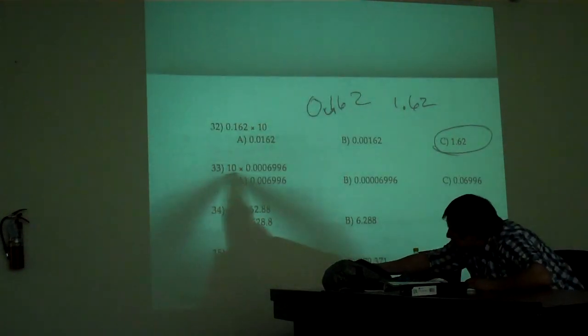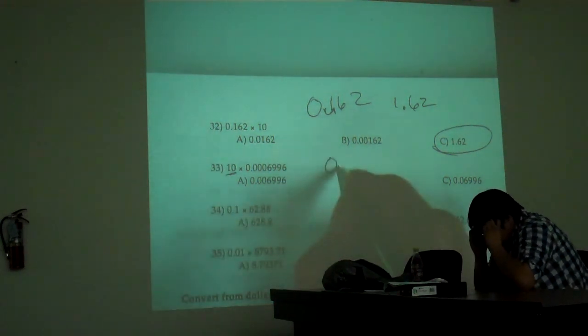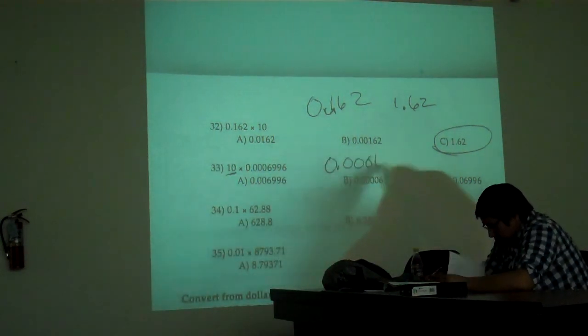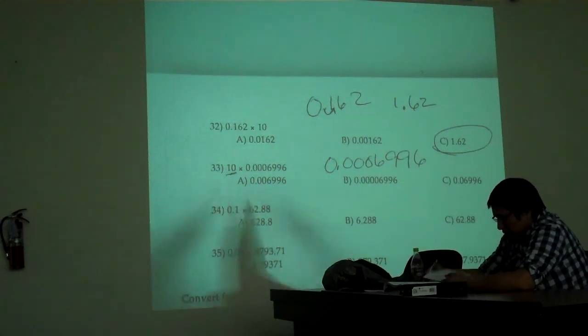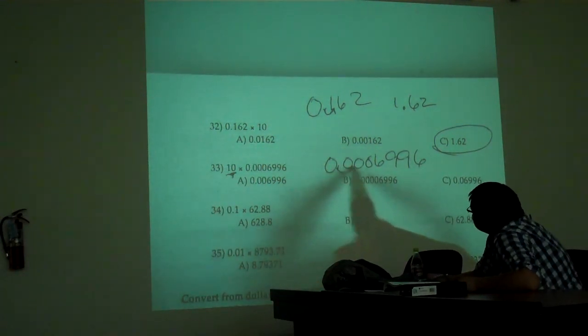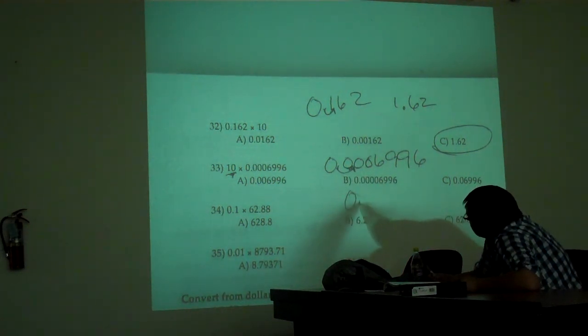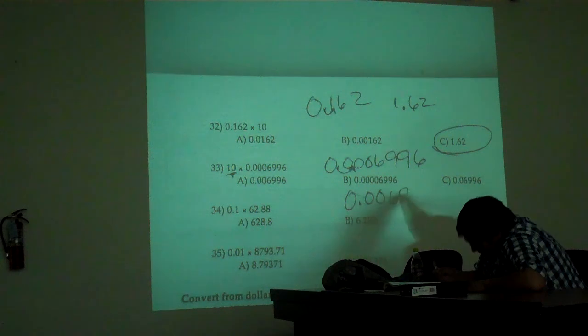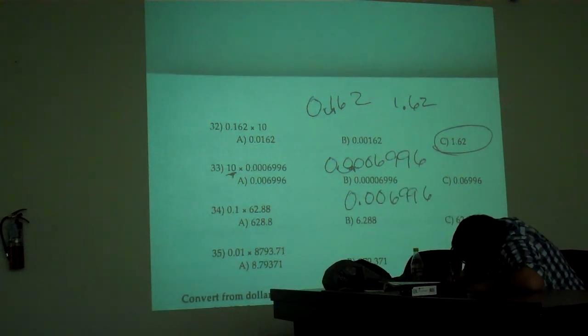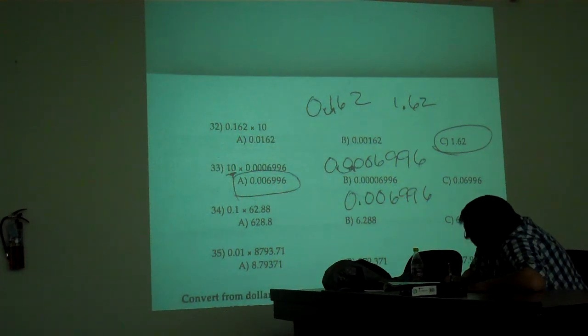If it's times 10, we're going to move it 1 time, right? 0.0006996. We're just going to move it 1 time. So there's going to be 2 numbers behind the decimal. 0.006996. So that would be this answer right here.